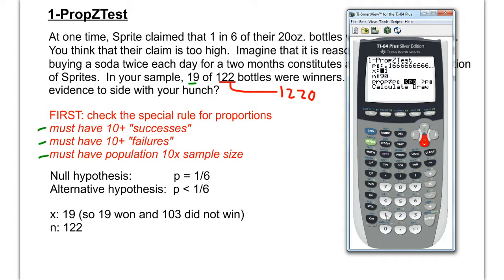Number of successes, X, is going to be 19. Number in the sample will be 122. And we are doing a one-sided test where P is less than 1/6. So it looks like I've got the right one selected here. It's that middle one. And we're going to calculate.